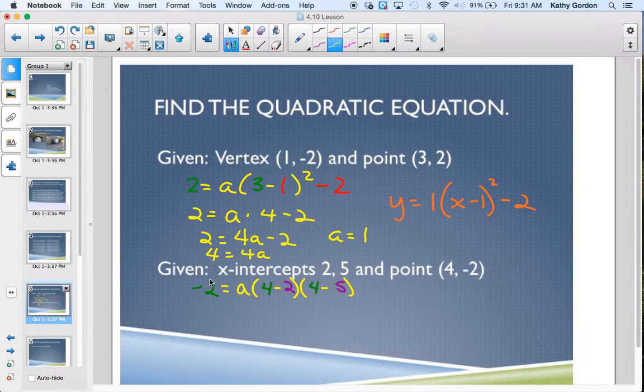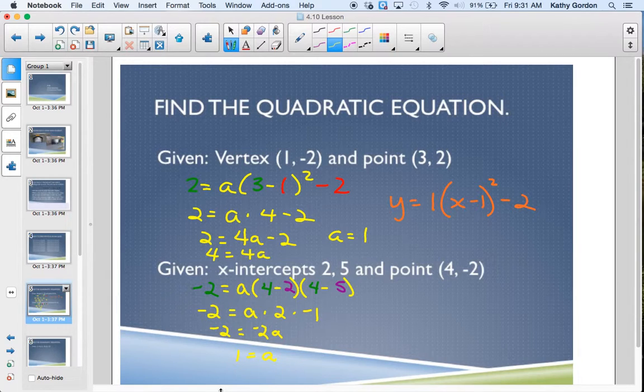Okay, so now if we solve, -2 is going to equal a times 2 times -1, which means I end up with -2 equal to -2a, which means a is going to have to be 1 again.